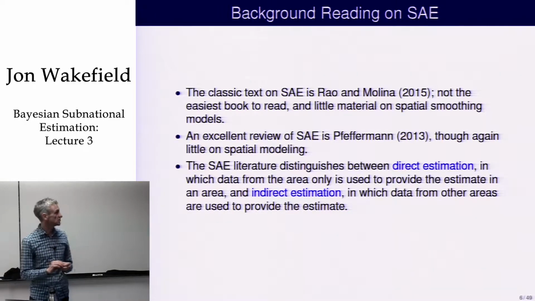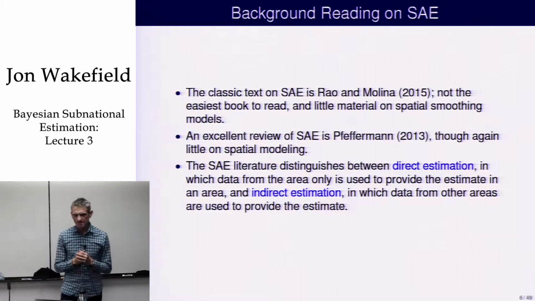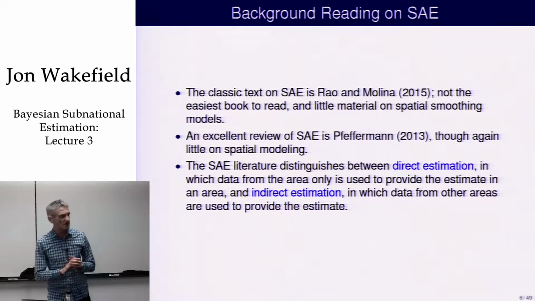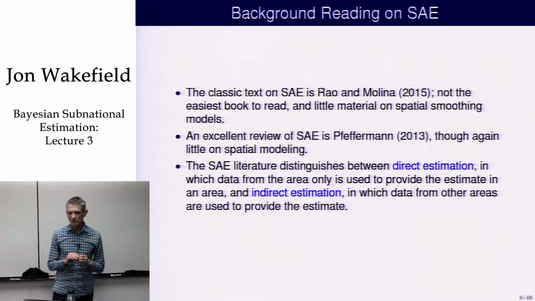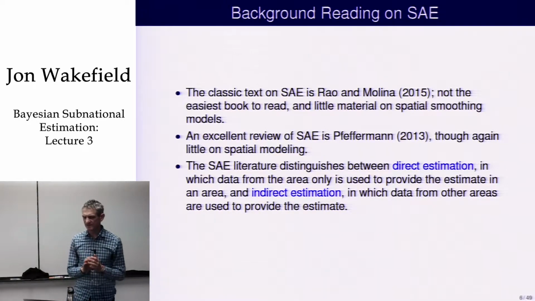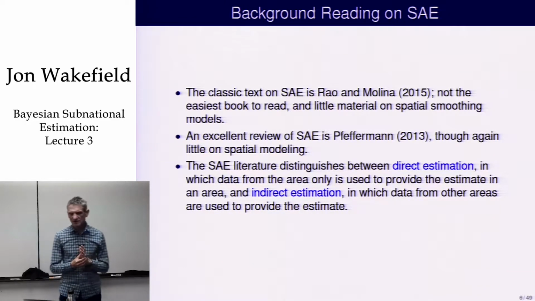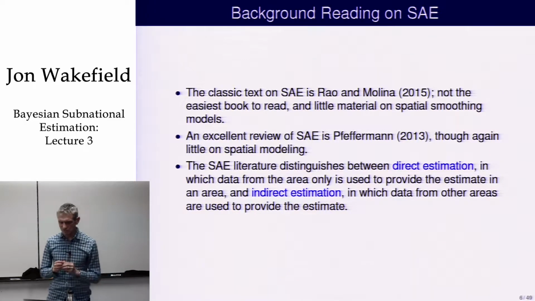So the classic text on small area estimation is Rao and Molina. That's not the easiest book to read, but in terms of traditional methods, it's very encyclopedic, and it's relatively recent. There's some material on spatial smoothing models, but not some of the more modern approaches to spatial smoothing. A paper-length review is given by Pfeffermann. That's a very nice paper, which is a nice condensation of the current state of affairs in 2013. Again, there's not a lot on spatial modeling, but there are some very nice explanations for different traditional small area estimation techniques.